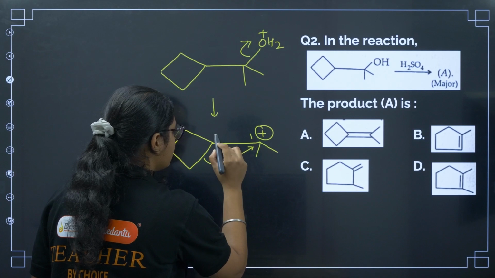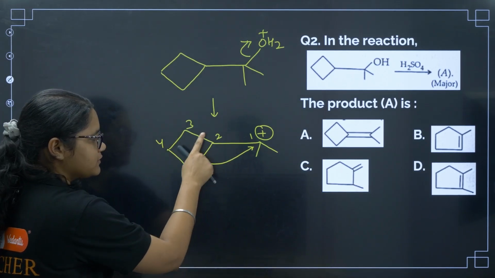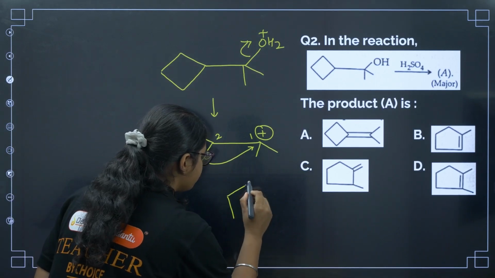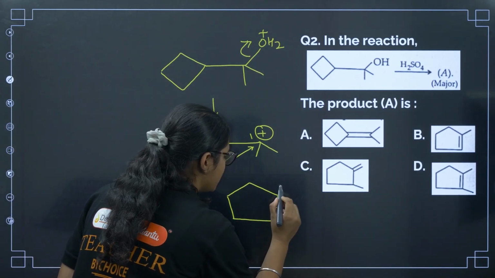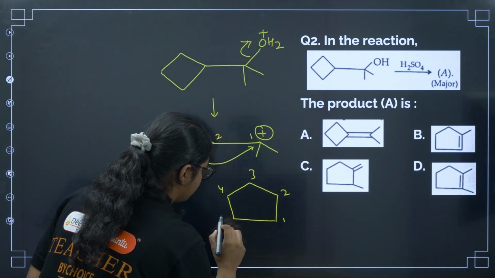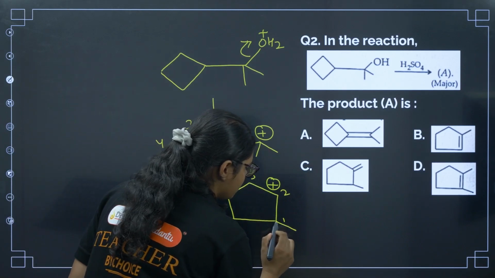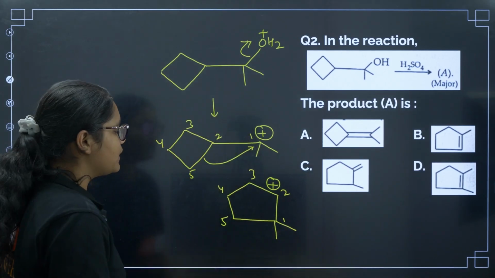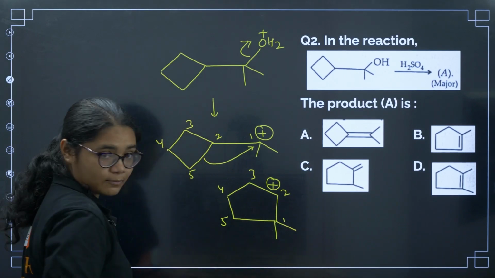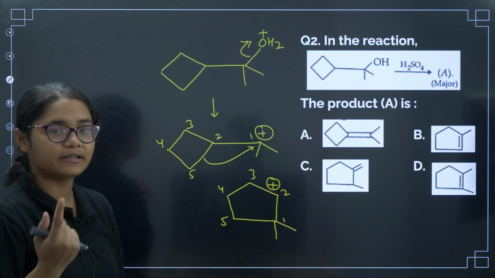Now I will number it 1, 2, 3, 4 and 5. When this bond breaks here, the positive charge will come on the second carbon and we are getting a 5-membered ring. So I'll draw the 5-membered ring here, 1, 2, 3, 4 and 5. The positive charge is now on the second carbon and on the first carbon we have 2 methyl groups. Now this bond shifts here because this is a secondary carbocation. If one bond shifts here, we will get a tertiary carbocation. So there is a rearrangement here.